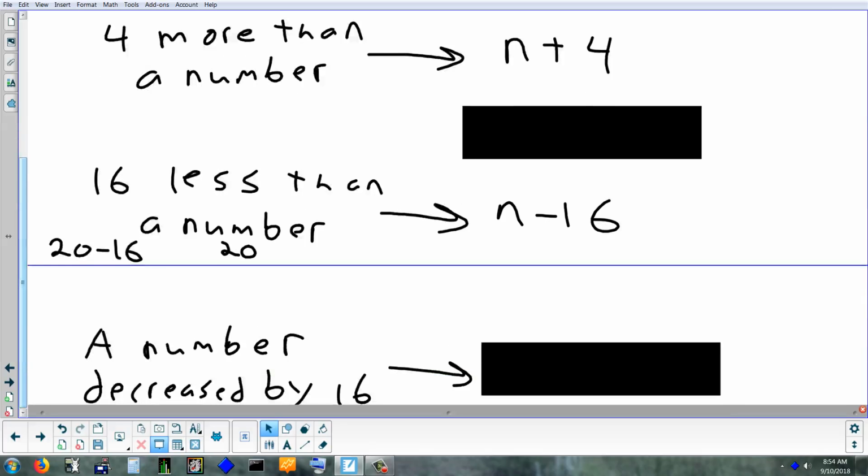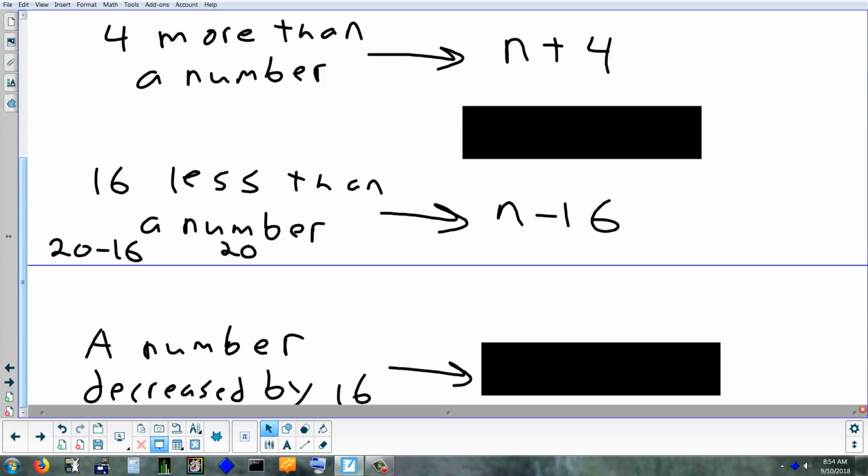A number decreased by 16. Let's just start with the operation. Well, we're just dealing with adding and subtracting today. So, decreased by. Add or subtract? Savannah? Subtract, yep. Now, let's use n as our variable since we've been using that all along. How would I write a number decreased by 16?